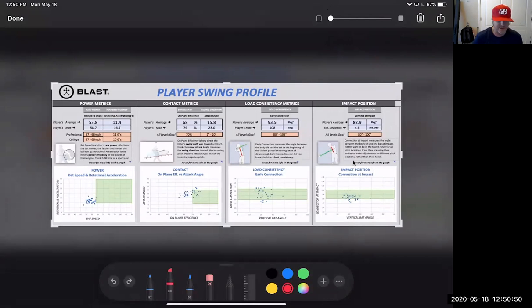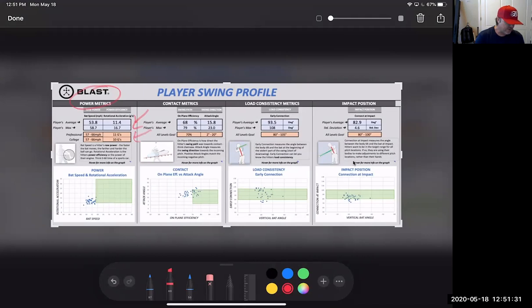So what we're looking at here is 4 different areas of the swing. Starting from the very left here, we are looking at the power metrics. With the power metrics, it's basically looking at your rotational acceleration and bat speed, right? Those 2 things are going to go into what Blast believes is going to give you the most power possible. And how to read this, if you look at the box here at the top, whoever took these swings, this is their average of the swings that they took. And then the other box is the average of college and professional players, right?